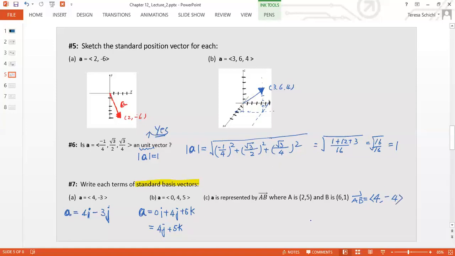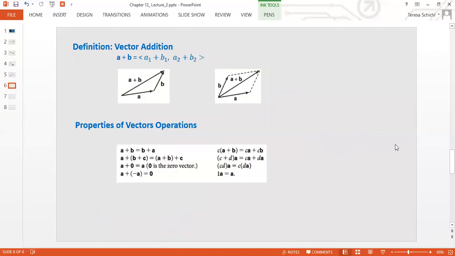Okay, so this is R2. So I can say A is equal to AB, so it will be 4i minus 4j, right? So it's 4i minus 4j. So it's pretty straightforward. Okay, so now the next thing here, we're going to talk about a few operations here.